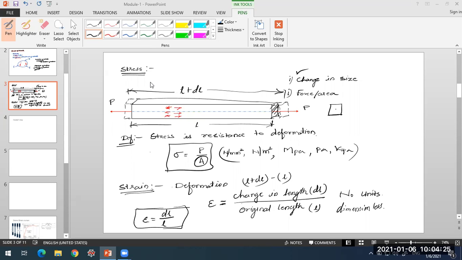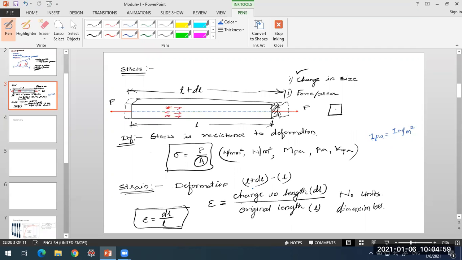So two kinds of stresses may arise. What I am talking about is the nature of stresses. We may have tensile stress or a compressive stress. Both will be expressed as sigma equal to P by A, load per unit area. The units for measurement of stress are Newton per mm square, Newton per meter square, megapascal, kilopascal, or simply Pascal. So 1 Pascal is 1 Newton per meter square. That is the conversion we can have.